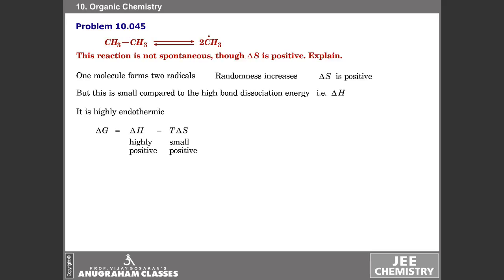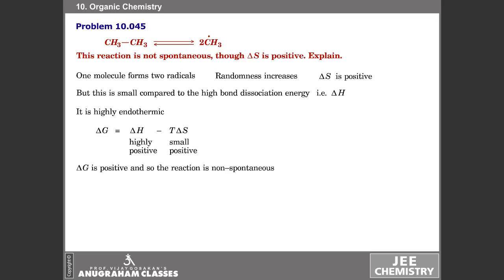Delta G is equal to delta H minus T delta S. In this reaction, we have a very highly positive delta H and we have a very small value given to delta S, which makes the second term very slightly negative. We are subtracting a very small amount from a very high positive value, which will make delta G positive. If delta G for a reaction is positive, the reaction is non-spontaneous.